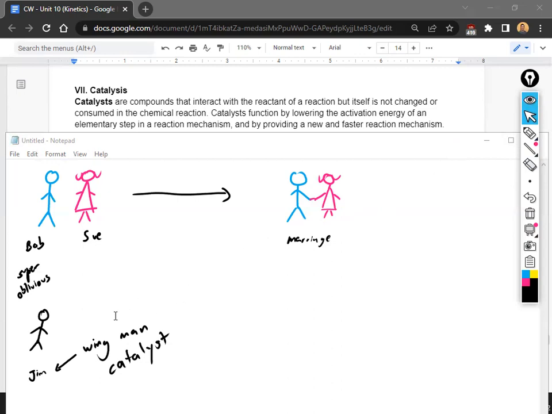Okay, so the point is the catalyst is the one that helps the reaction take place, but is not part of the products at the very end, right? It'd be creepy if Jim tries to get in on this marriage, right? Jim, you're a good friend and you helped us get together, but you are not part of this marriage, all right? You're not on the marriage certificate.